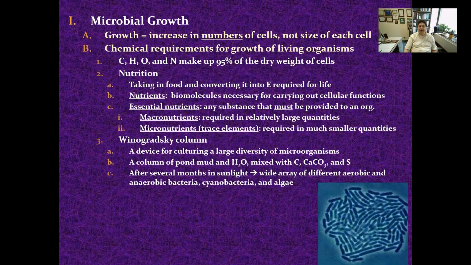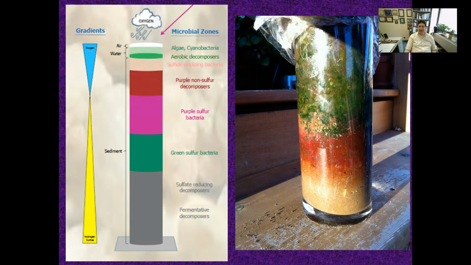And after that point, you'll get a wide variety of different aerobic and anaerobic bacteria. That's those that require oxygen and those that don't. You'll get some cyanobacteria, that's bacteria that can photosynthesize, and even some algae in there. And what's cool about it is the different types of species separate into layers based on how they're taking in nutrients and how they're surviving, what their metabolism is. So it may look like this.